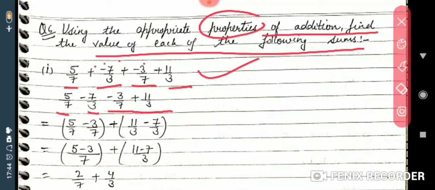Distributive property. Distributive property means just see the denominator. Here just see 7, 7. Both the denominators are the same. So, we will bring both the numbers in one corner.